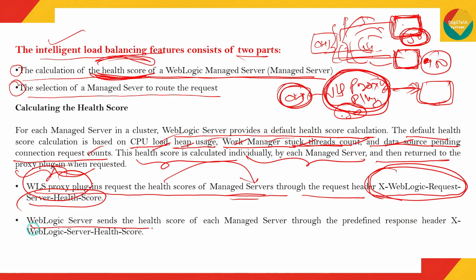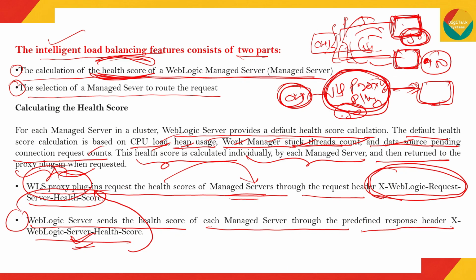Now WebLogic server sends the health score of each managed server through the predefined response header, this one. So this is a predefined header. Based on this header, it is going to send the health score to your proxy plugin. So that means if we have two managed servers, both managed servers are going to calculate a health score, and then this health score is going to be sent to your plugin, the web server plugin.